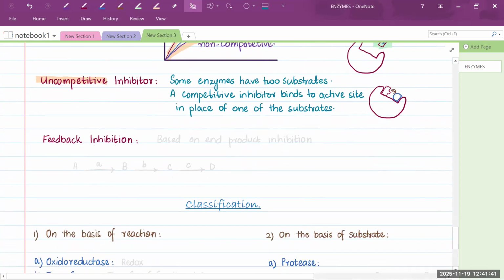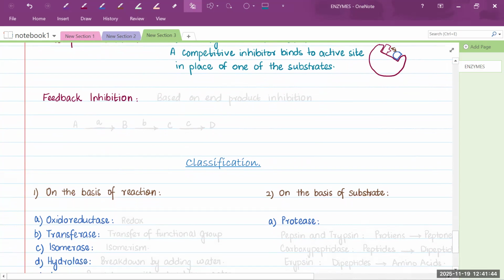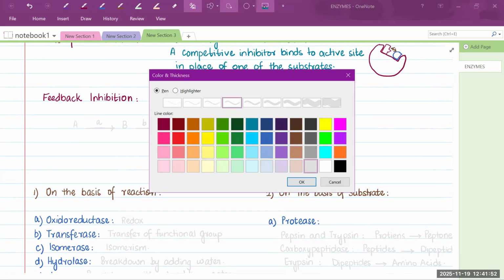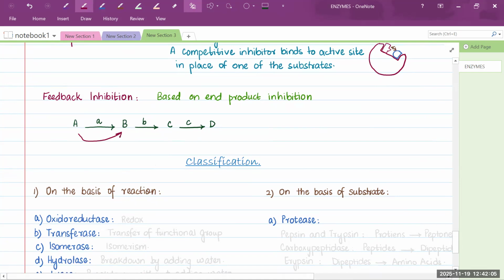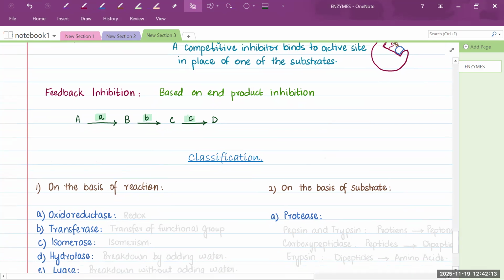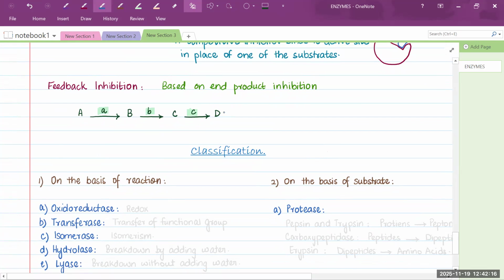Okay. Moving on to feedback inhibition. What is feedback inhibition? It is based on end product inhibition. It is also known as end product inhibition. And what does end product inhibition mean? It means that, for example, we have this metabolic pathway here, right? A is getting converted to B is getting converted to C is getting converted to D, and these are all the enzymes, right? A, B, and C. The small letter ones are the enzymes. For example, the product is D.